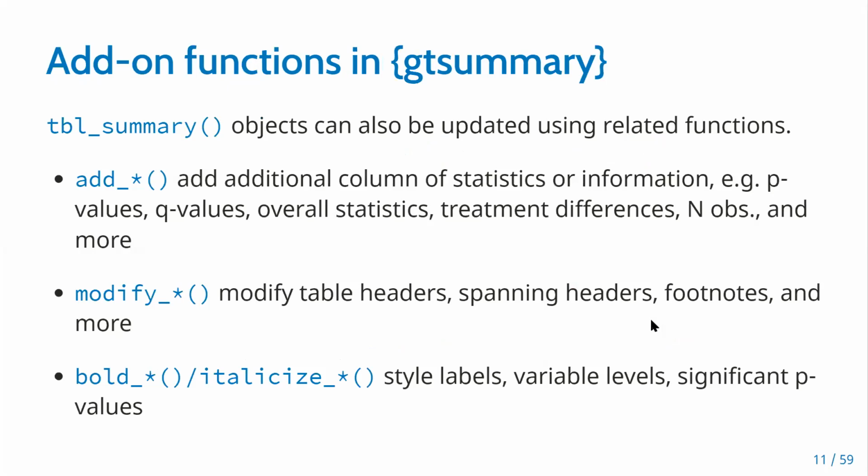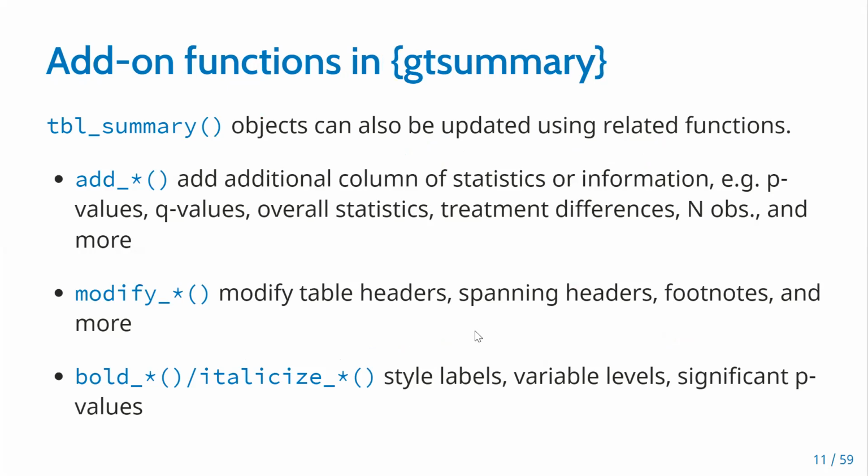So we created a very basic tbl_summary object, and we can actually add a lot more information onto that, and we can modify it quite easily too. There's a family of functions that all start with add_, and you can use them to add comparative p-values. You can put in q-values. If a table's split by treatment, you can add a column for overall. You can add treatment differences, the number of observations, and there are a few other options as well.